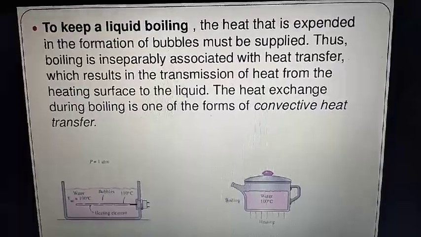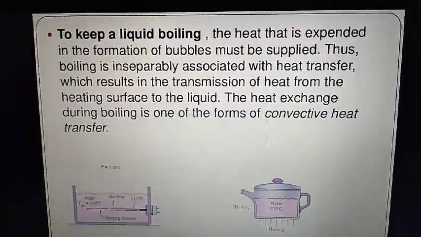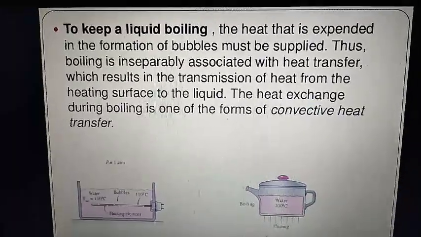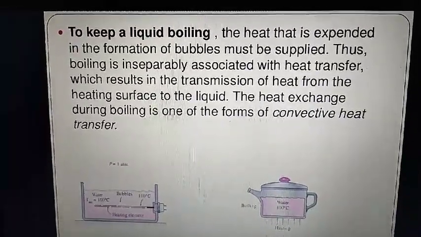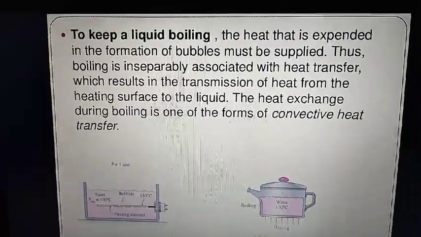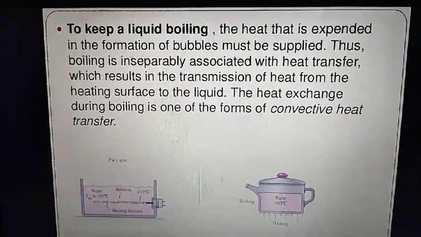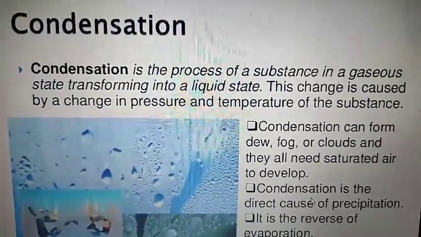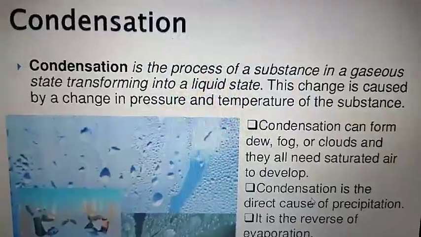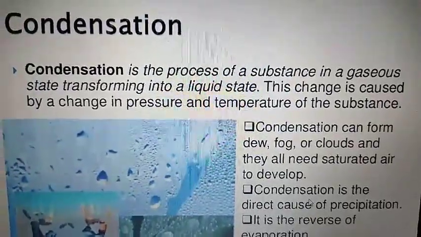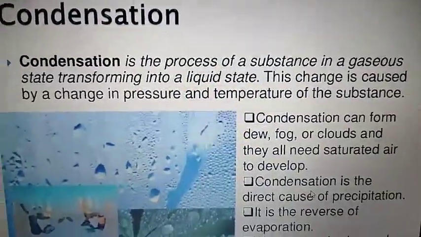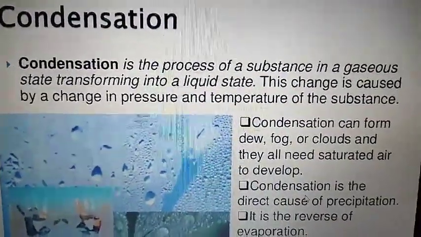So here in the book it has been written that the process in which the bubbles formed in a liquid which is being heated reach the surface, burst and allow the vapor to escape into the atmosphere is called boiling. So I hope you understood this boiling. Now condensation. Condensation is the process in which a gaseous state transforms into a liquid state, means the conversion of gaseous form to liquid form. We call this process condensation.